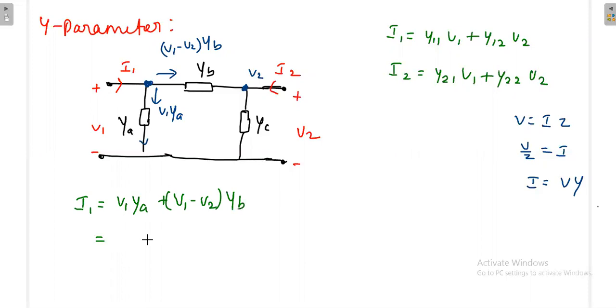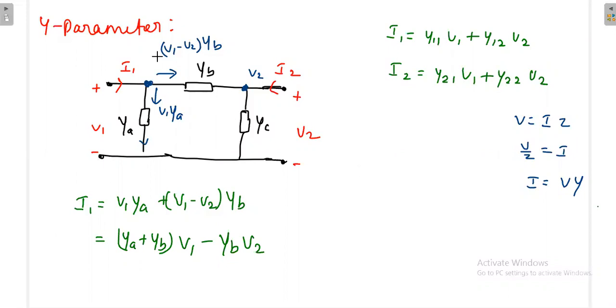Then make the arrangement. Sorry, wait a bit. With respect to V1, we have ya as well as yb. So this is (ya plus yb) V1, and then minus yb V2. Now you can compare with this equation, I1 is equal to y11 V1 plus y12 V2. So now we have found y11 and y12.